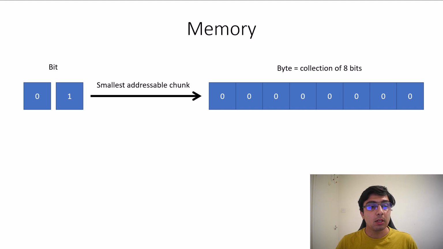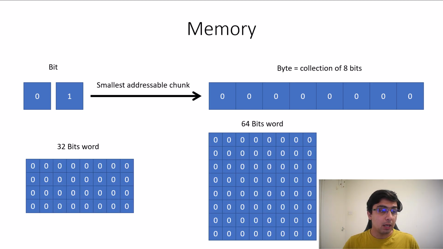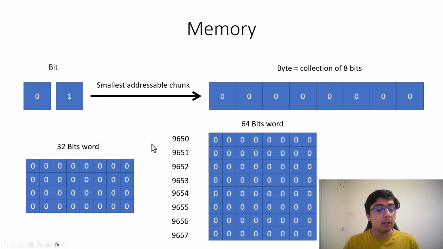The basic unit of storage, which is the smallest number of bytes, is called a word. In most machines, a word is either 32 bits, which is 4 bytes, or 64 bits, which is 8 bytes. Every byte in memory is associated with a unique number called an address. Each address is a hexadecimal number. Here, for example, these bytes have the following addresses.